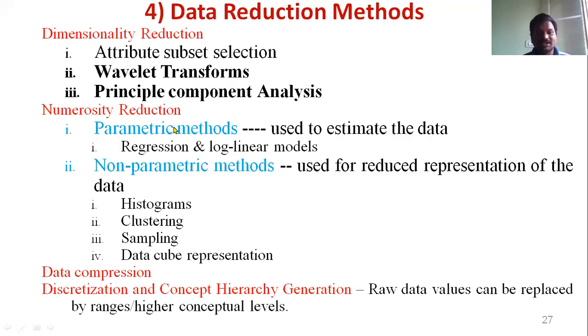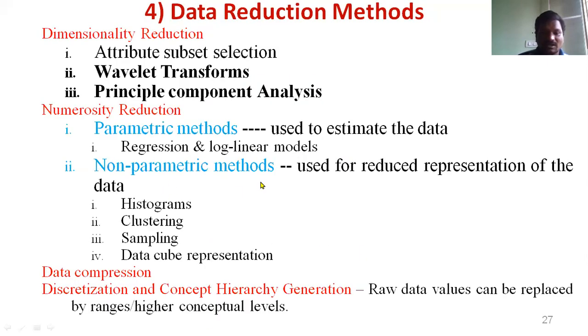The next important one is numerosity reduction, which depends upon some number. One method is the parametric method, and the other is the non-parametric method. In the parametric method, the necessity is to estimate the data. This method consists of another approach: regression and log-linear models. The non-parametric method is used to reduce the representation of data.